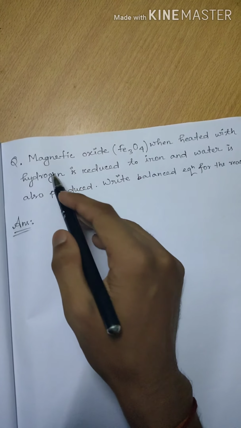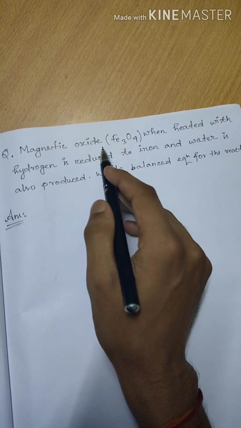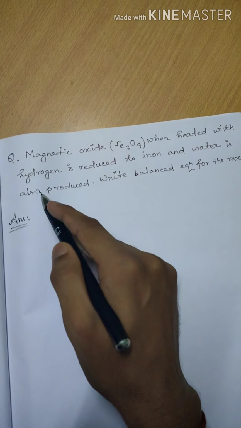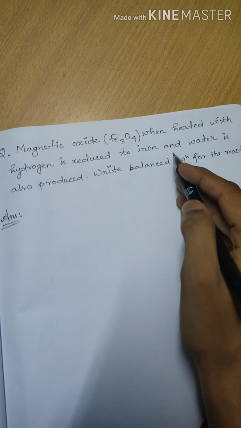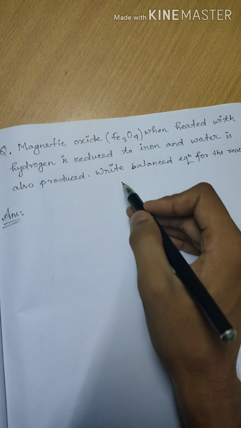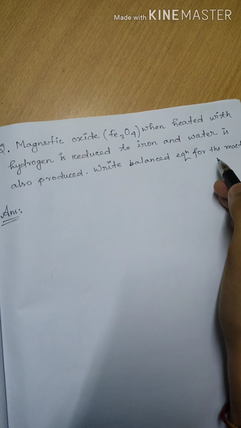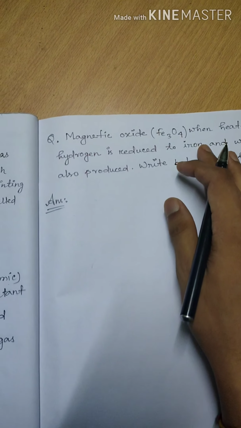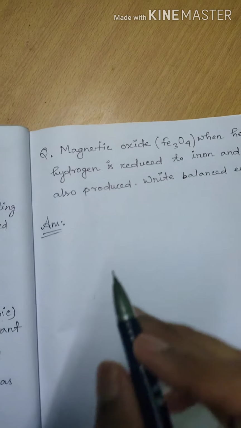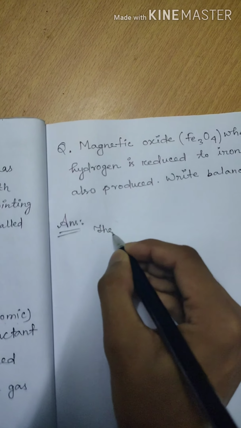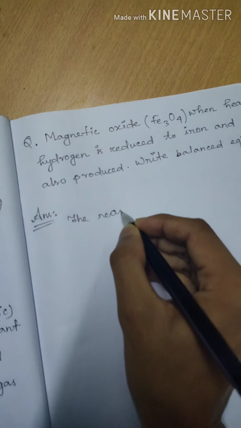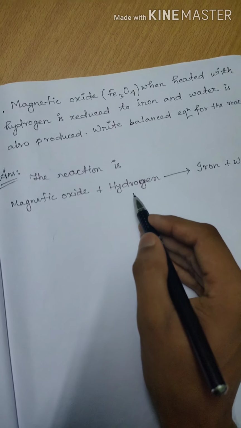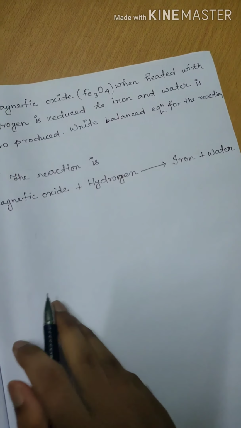Now see the question. Magnetic oxide, the chemical formula of magnetic oxide is Fe3O4, when heated with hydrogen is reduced to iron and water is also produced. Write the balanced equation for the reaction. Means we have to write the balanced equation for this reaction. So the reaction is this. Magnetic oxide when heated with hydrogen, iron and water are produced.